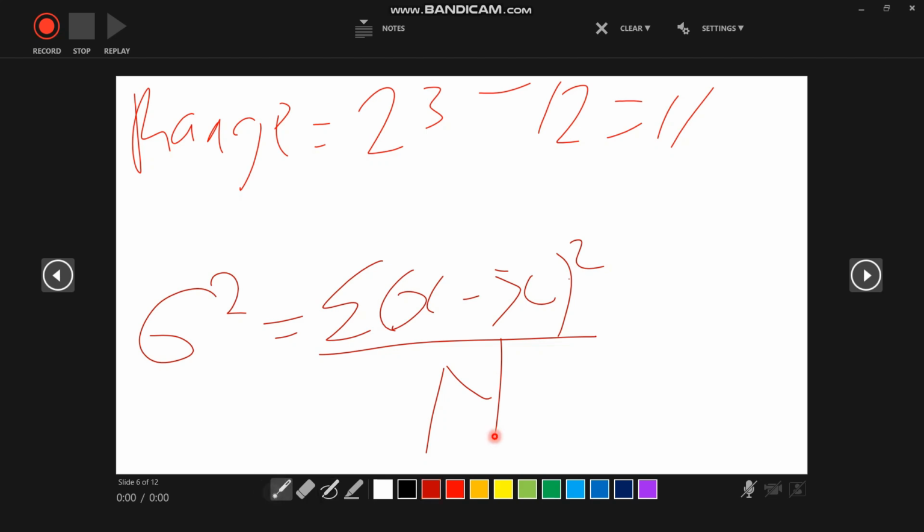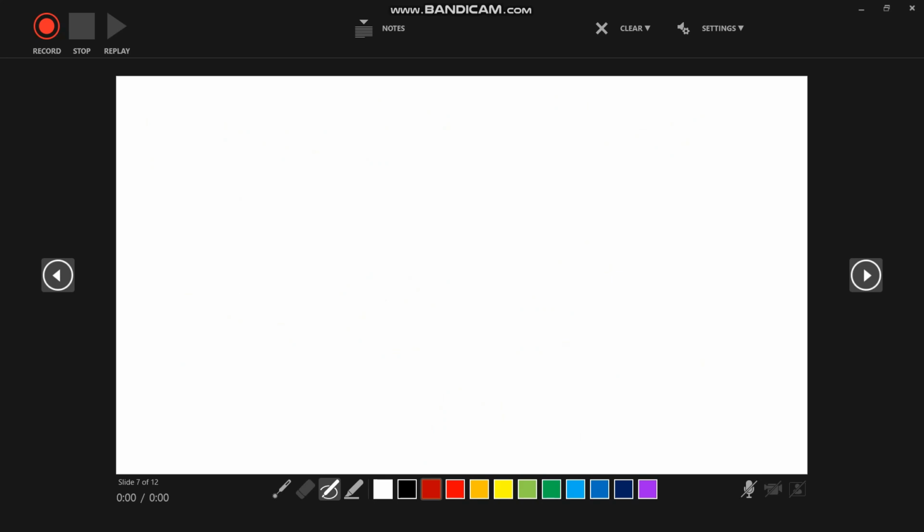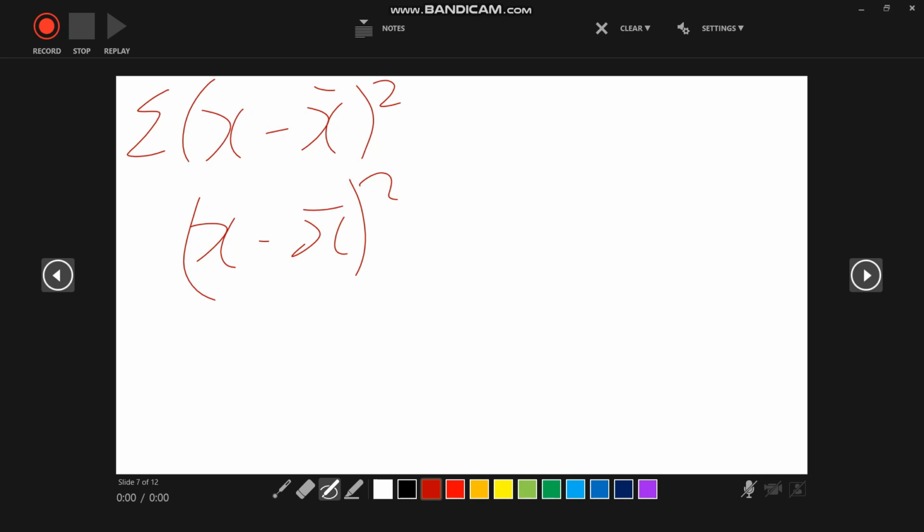So we have summation x minus x bar squared. That is, we have to find x minus x bar for all the data. Then we square them and we add them together. Our n is 6. N is the total number of data we have in that data set. So n is 6 in this case. Now we need summation x minus x bar squared, so we have to find x minus x bar squared for each data point.